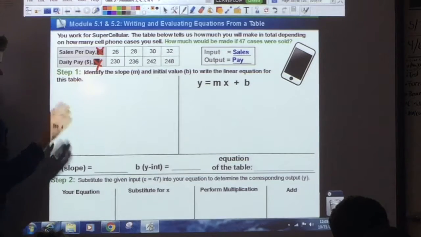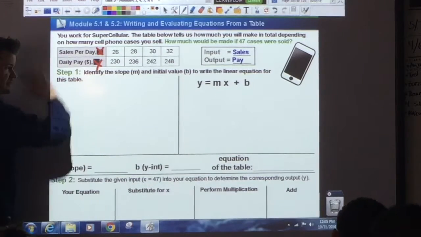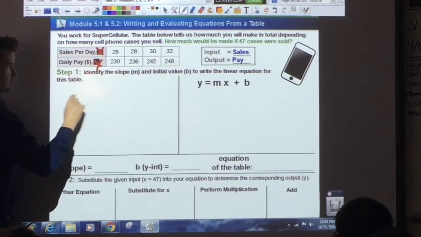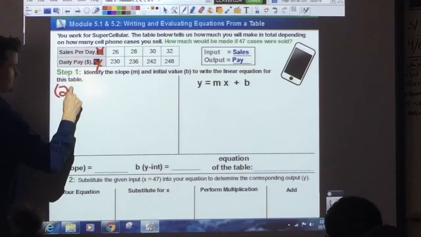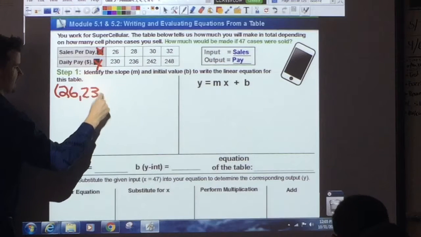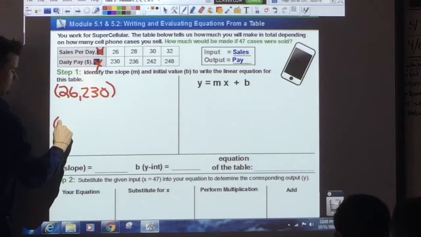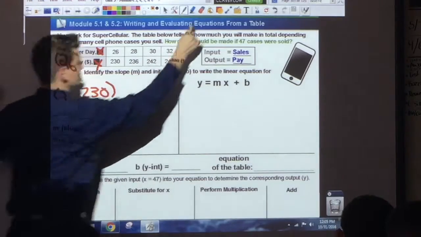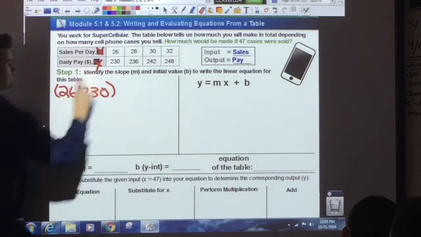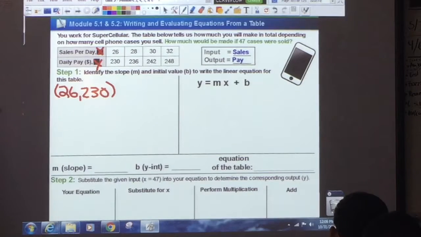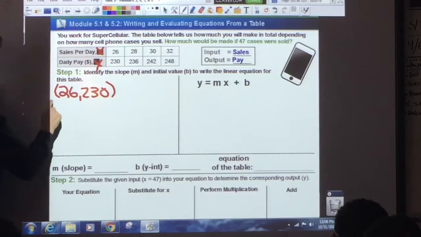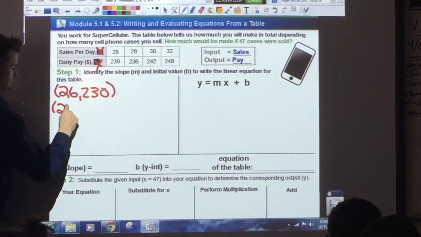So we go, and I want you to follow along with me, because by now I expect you guys to know how to write the equations. I'm going to pick two coordinate pairs, 26, 230. I like the small ones, smaller the better. Makes it easier to draw. And then I'll let you guys pick. What's the other one you want to use? Any of them, doesn't matter. 28, 236, okay.